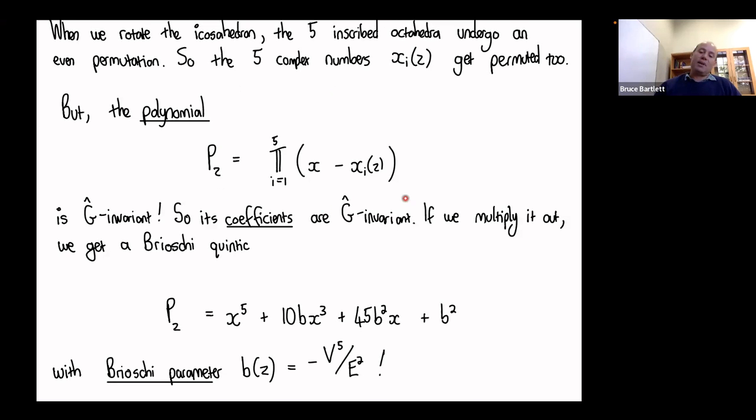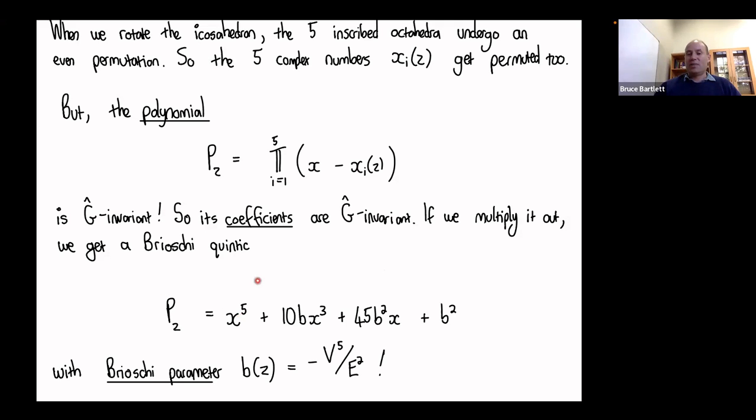So let's multiply out this polynomial. I know what these things are. This is the octahedral functions, which is formed from the v squared and the e and so on. So I sub it all in. I multiply this whole thing out. A lot of algebra here. And when you do, you get a remarkably simple expression of this form.